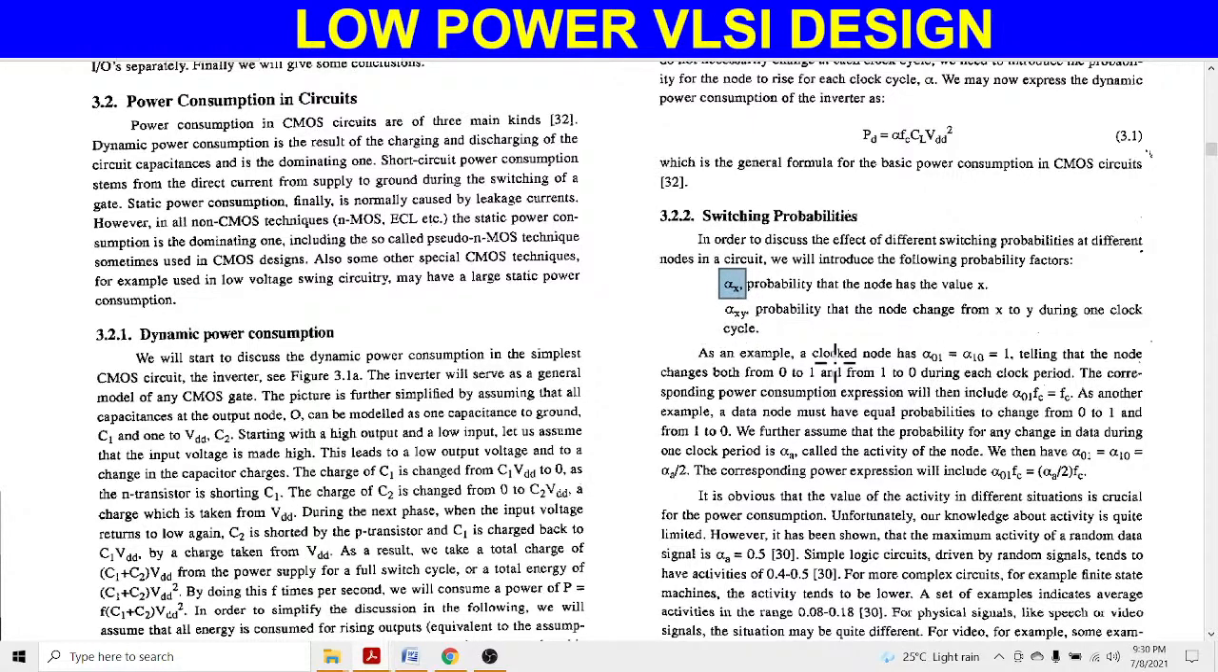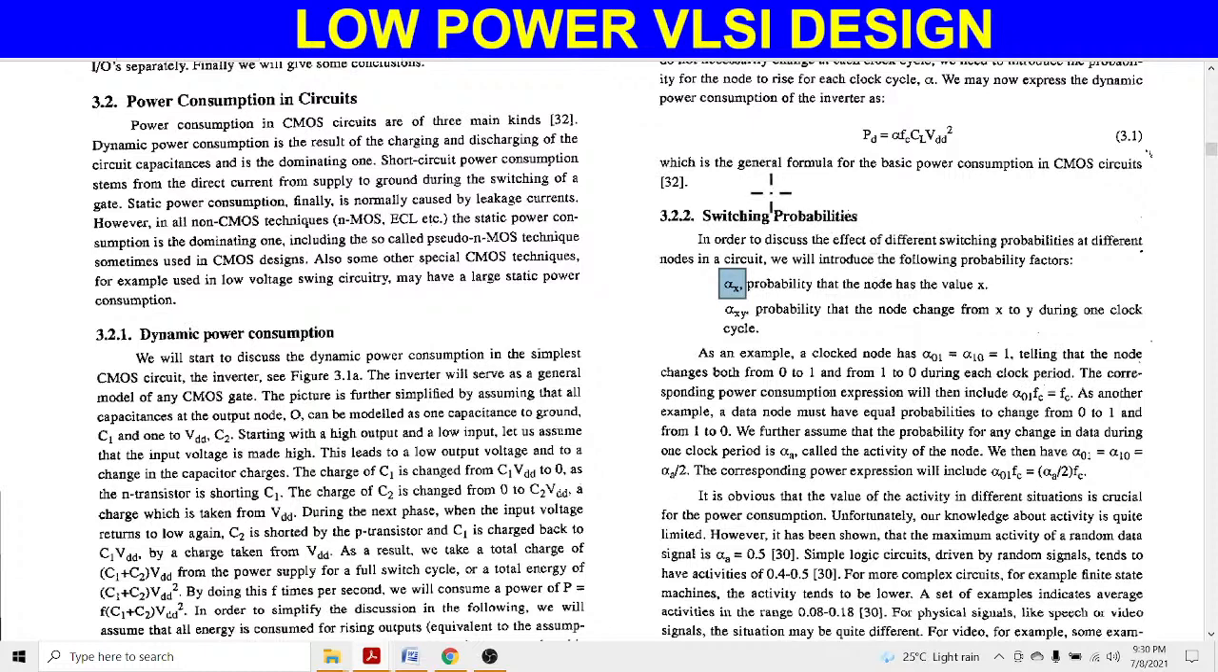So as an example, if a clock node has alpha 01 equal to alpha 10, it means that both the probability of the node voltage going from 0 to 1 and the probability of the node voltage decreasing from 1 to 0 are equal, or we represent it as 1. It means that the node changes from 0 to 1 and from 1 to 0 during each clock period. So the corresponding power consumption expression will include alpha times fc.